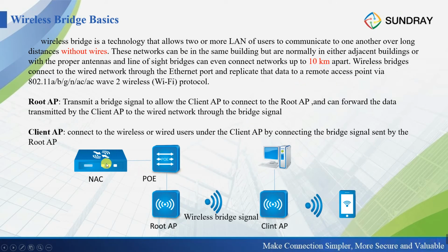So in this wireless setup, we have one root AP. You can see this root AP is connected by wire to this switch, and then on the other end we use the client AP. This client AP has the signals, the terminals connected, and the uplink uses the wireless bridge for the backhaul.